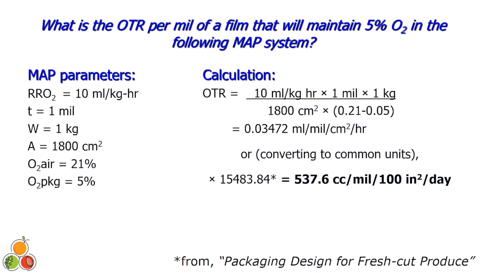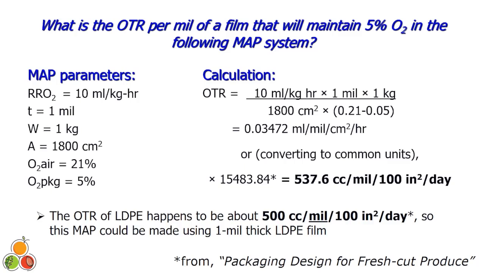So if you go through just an example like this, I won't go into the details because that's not really important. You specify the parameters, you go through the calculation. In this case, it comes up with an OTR of this amount, 0.03472. Use a conversion from the handout chapter, and you get 537 cc's per mil per 100 square inches package area per day. And it just so happens, not by chance, that the OTR of low-density polyethylene happens to be about 500 cc's per mil per 100 square inches per day. So you could actually come up with a package that would equilibrate at 5% oxygen for whatever this product is that respires at that rate using a 1 mil thick low-density polyethylene.